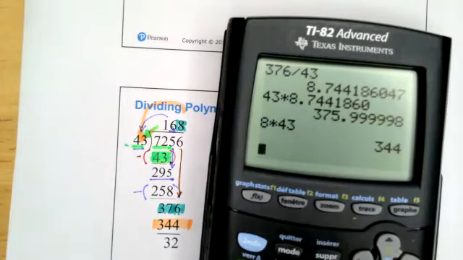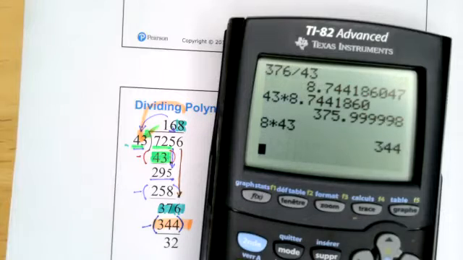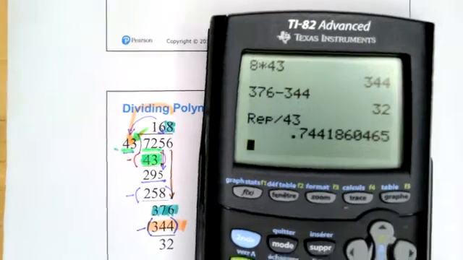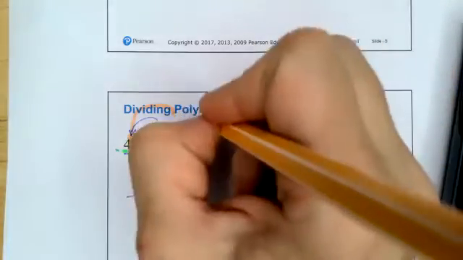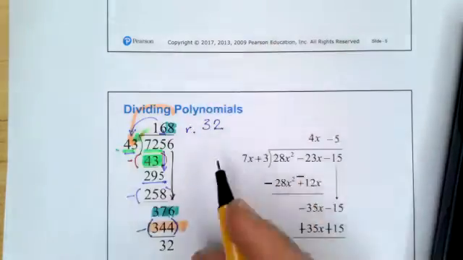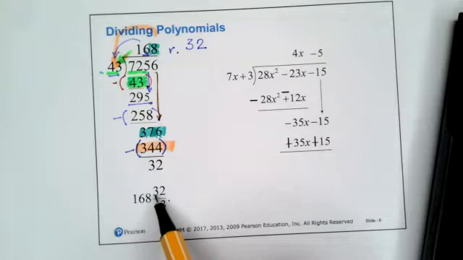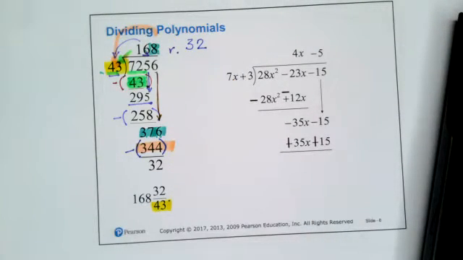I subtract it again. 376 minus 344 is 32. I can't take 32 and divide it by 43, right? If you can't do that and there are no more numbers to bring down, you just say remainder 32, or you say it's 168 and 32/43. Okay. Notice how 43 is the number you were dividing by.